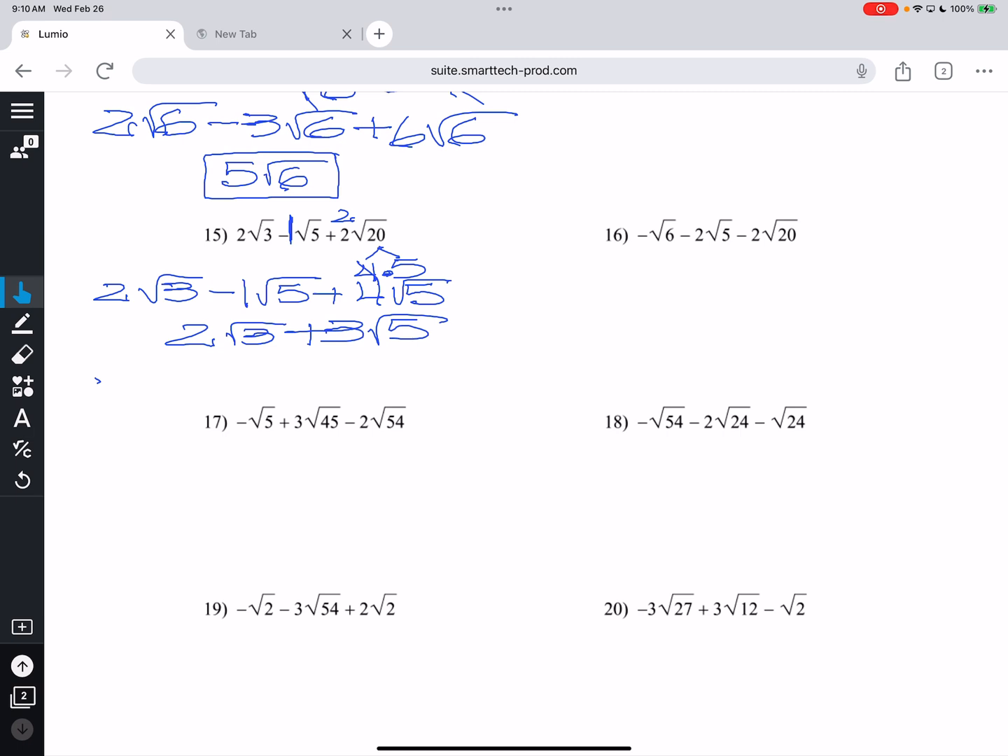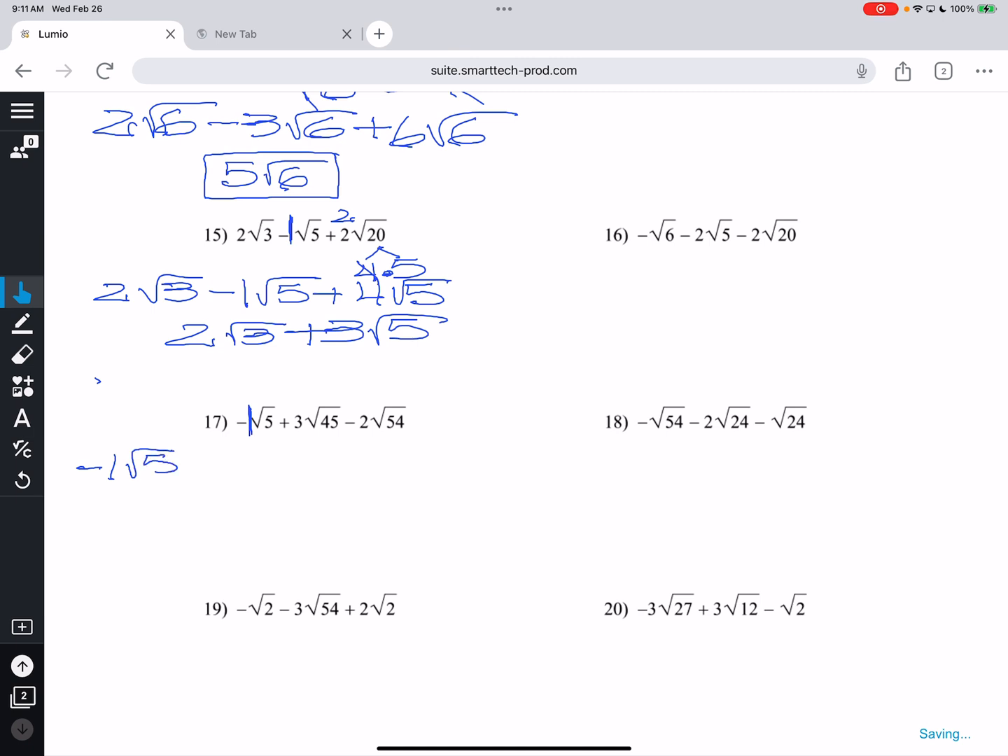All right, we're going to be breaking down the same as we did for 13. So what's in front of the radical 5? -1. So I'm going to put that one down.